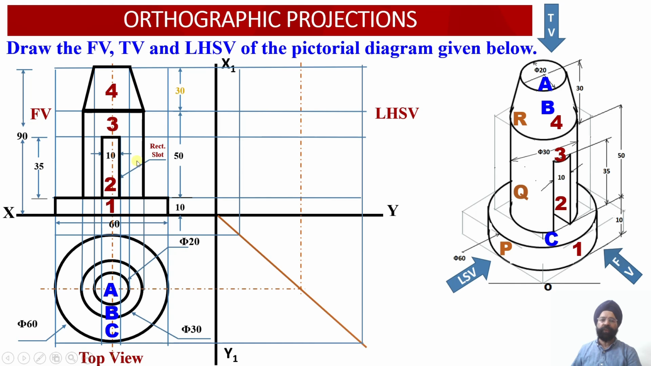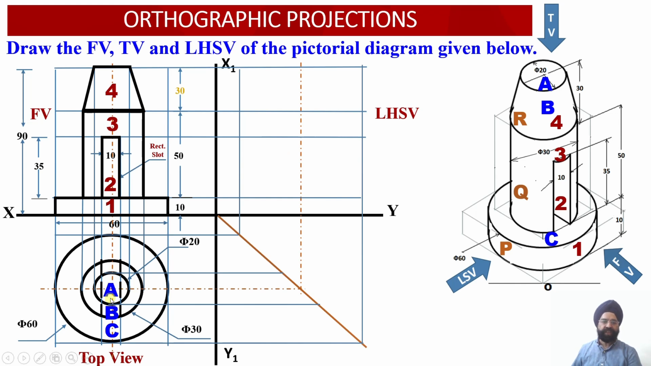Similar to the front view, I need to obtain the top view also. In the top view we have obtained face A, face B and face C. Faces A and C were the true shapes, whereas face B happened to be the apparent shape. Now let us move towards the left hand side view. The left hand side view will appear on the right hand side.